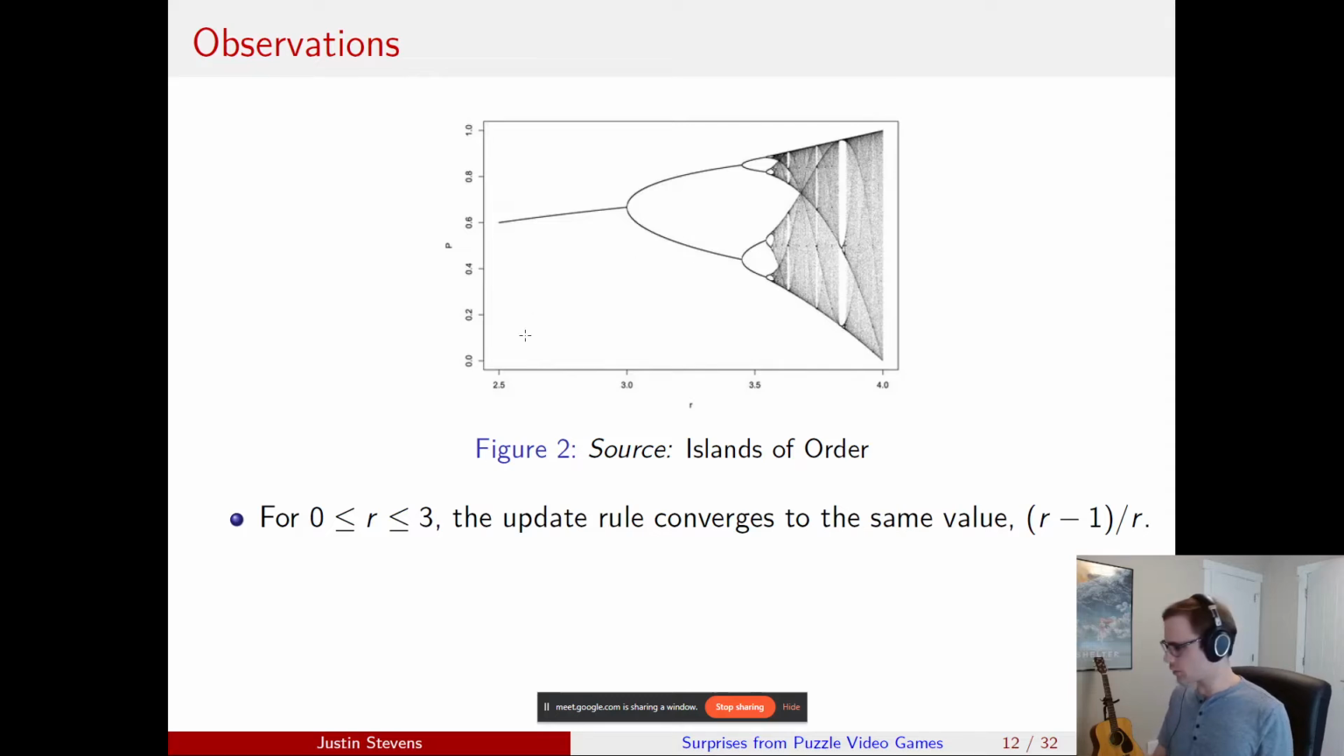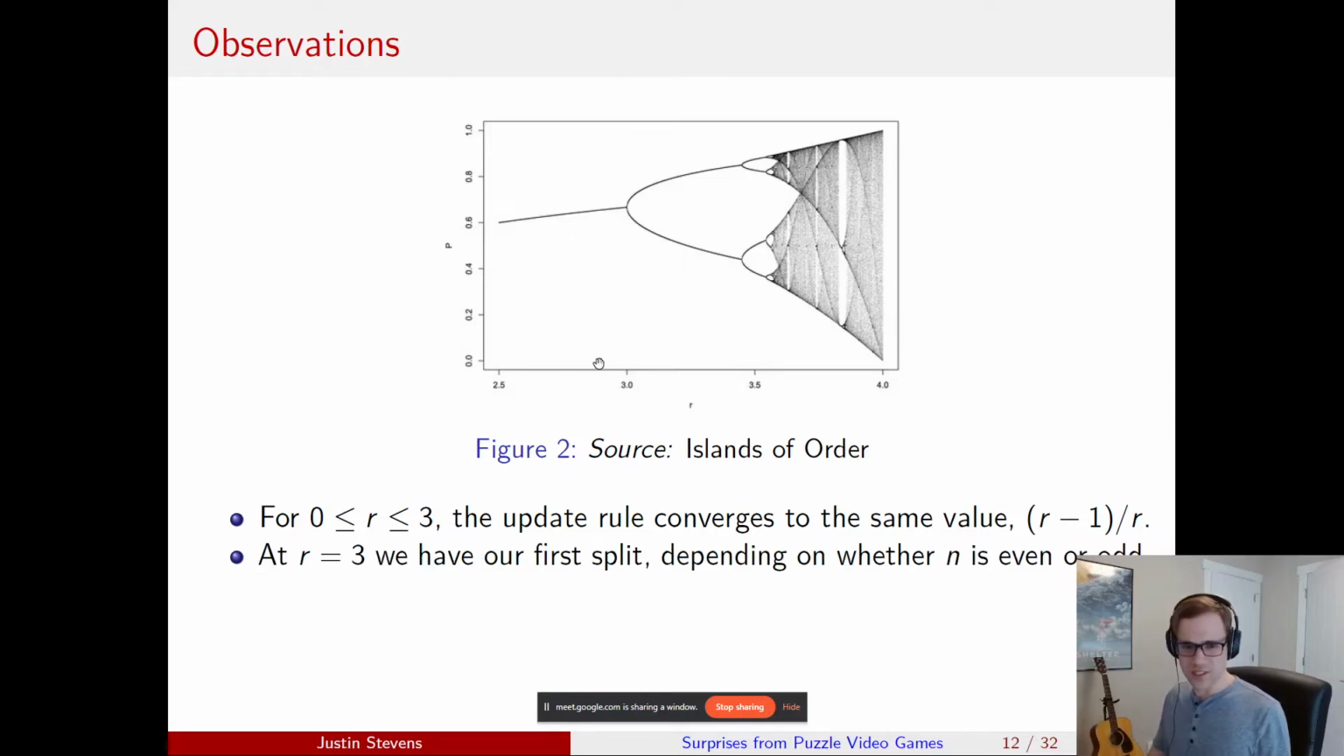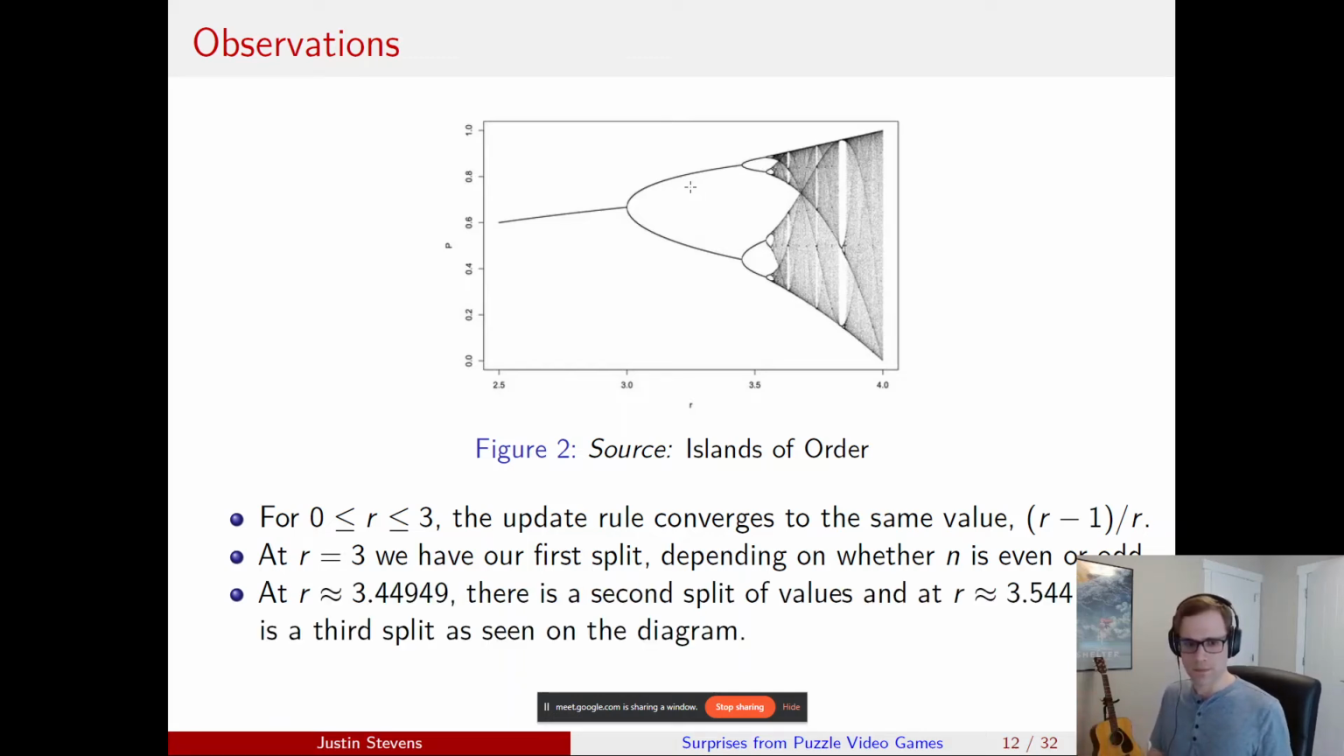So for any value of r between 0 and 3, the update rule converges to the same value, which is (r - 1) / r. Now, at r equals 3 here, we see our first split, and that was just depending on whether n is even or odd. In one diagram, I showed it for 15 steps. The other one, I showed it for 20 steps.